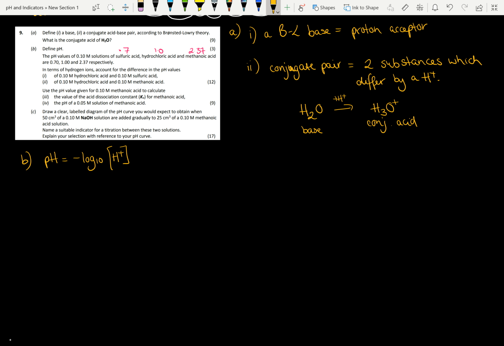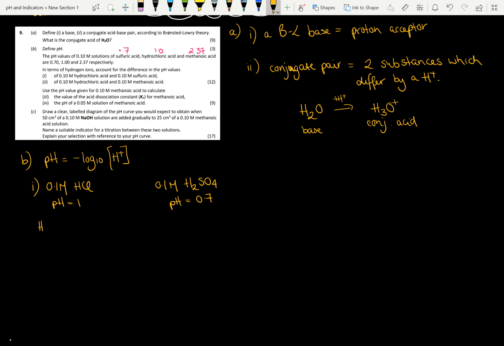And the first question that they're asking us here is to account for the difference in these pH values in terms of hydrogen ions. First of all, they're asking us to compare the hydrochloric acid and the sulfuric acid. So we've got 0.1 molar hydrochloric acid and 0.1 molar sulfuric acid. We know that the pH of the hydrochloric acid is equal to 1, and the pH of the sulfuric acid is equal to 0.7. So why is the pH of the sulfuric acid lower than the pH of hydrochloric acid?